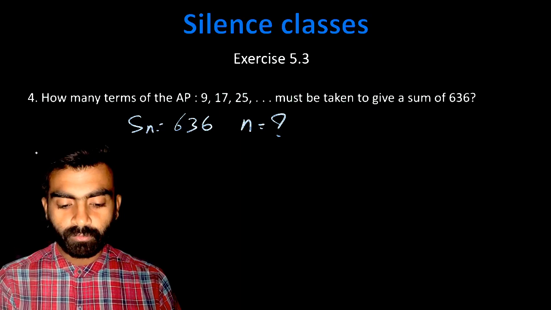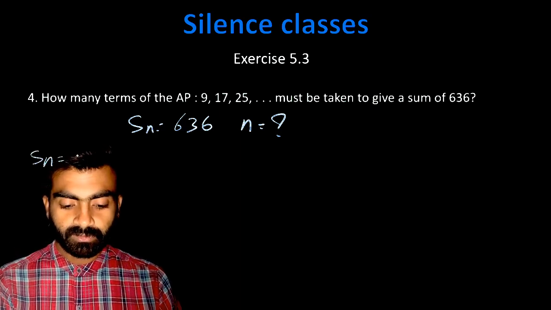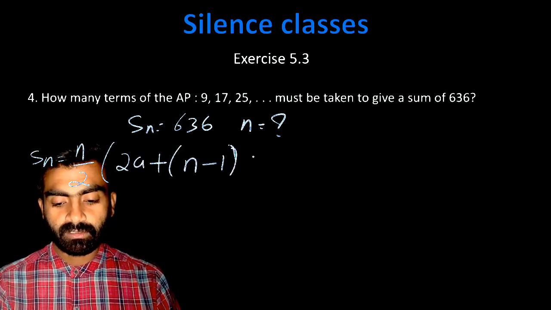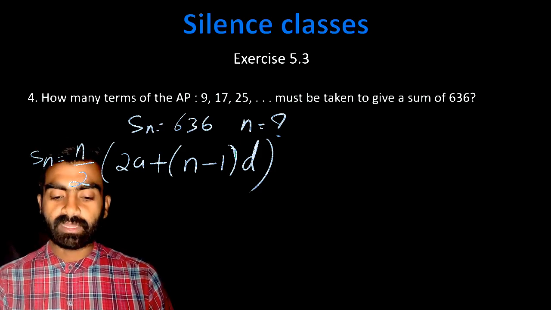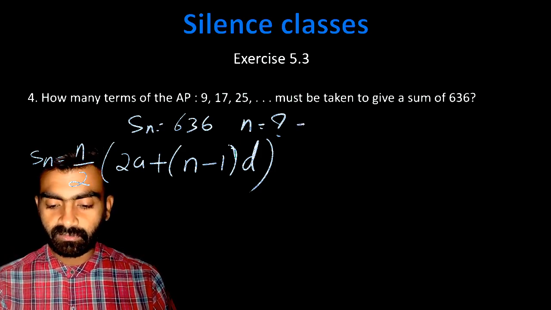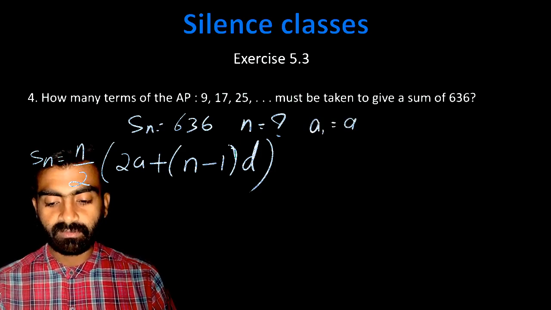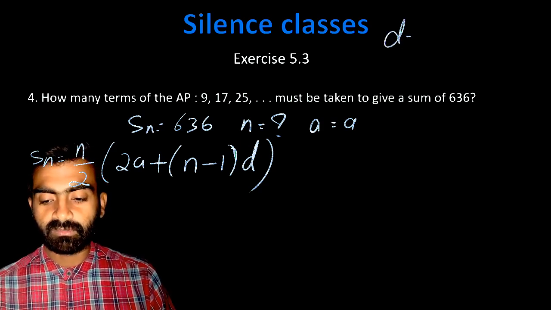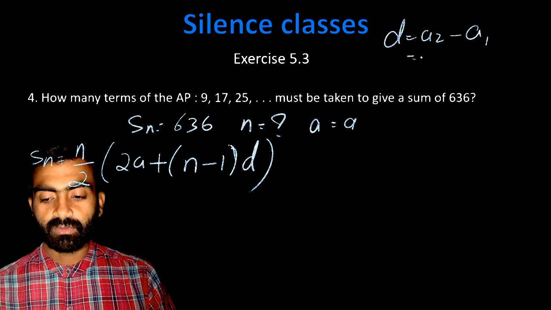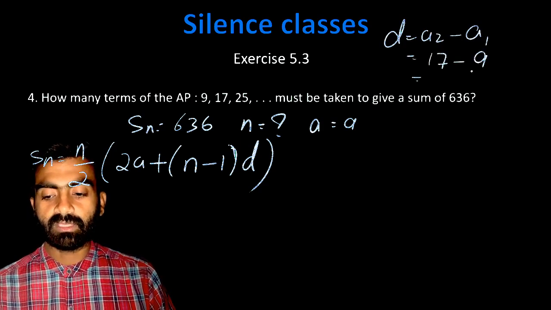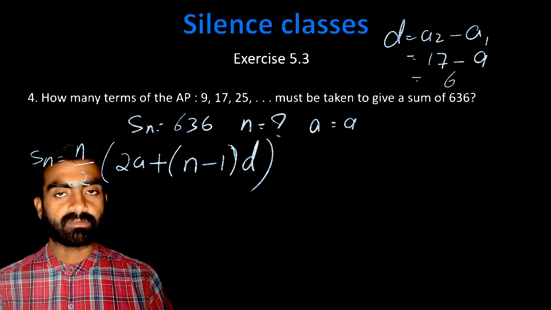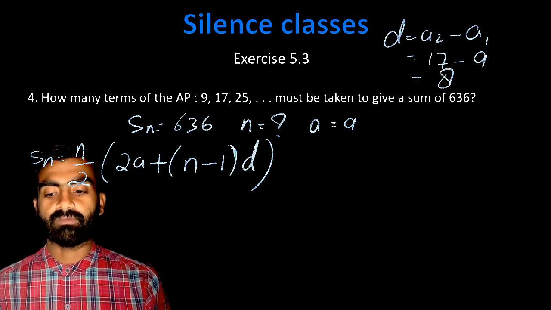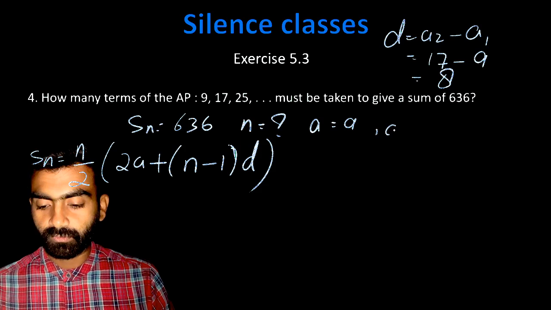So we can use the formula Sn equals n upon 2 times 2a plus n minus 1 times d. By using this formula we can find it. We get a equals 9, and the common difference d is a2 minus a1, that is 17 minus 9. We will get 8. So d equals 8.